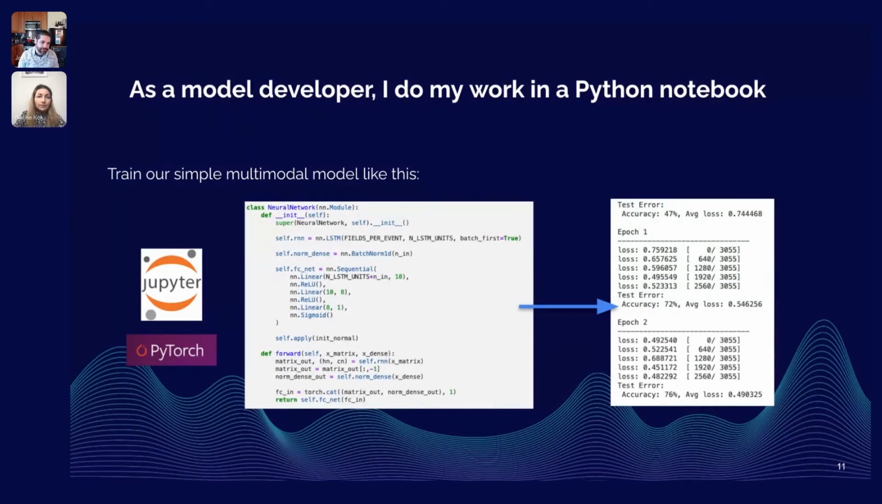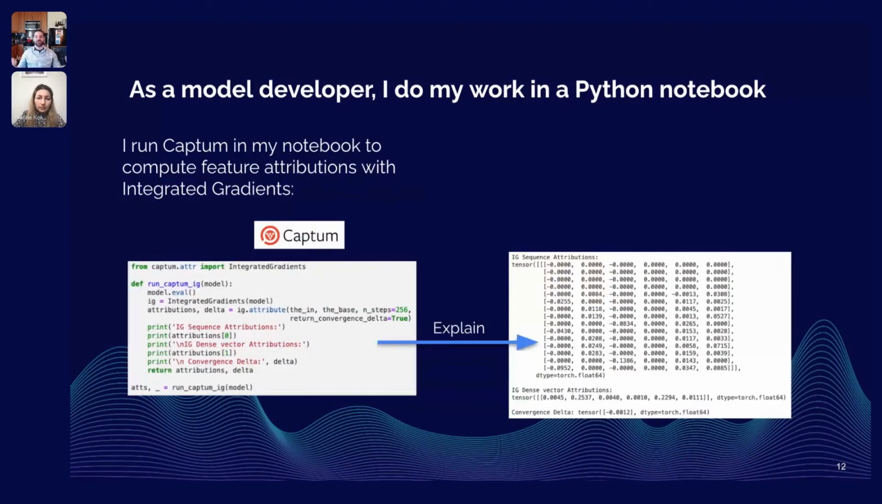So that's all great. Now, something I might want to do, being a responsible model developer who wants to make sure that I can kick the tires on my own model before I hand it off, is run Captum in my own notebook to compute feature attributions with integrated gradients. Part of the fun of doing this presentation was I got to play with PyTorch and Captum, which I've been needing to do for a long time. It was generally a really cool experience. So hats off to Narine and the team.